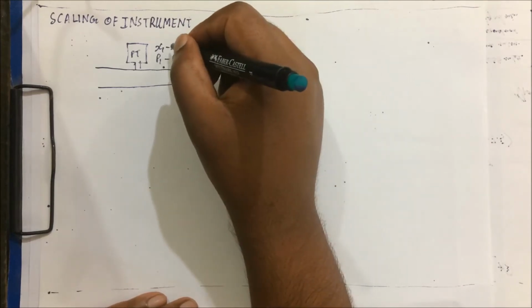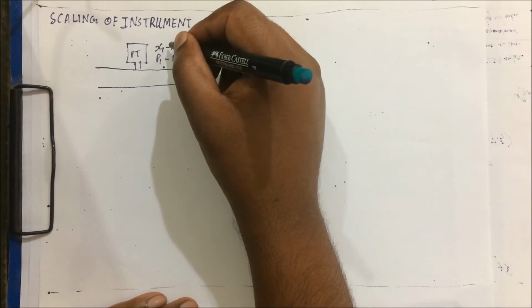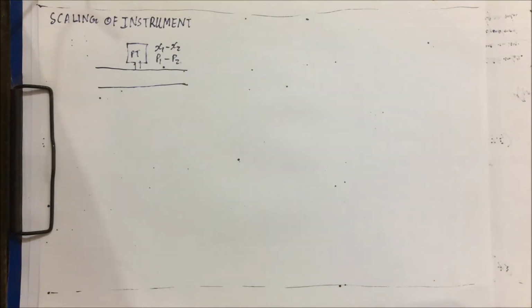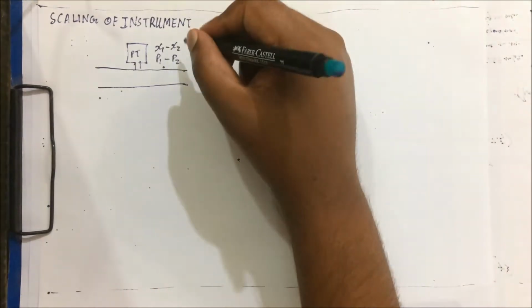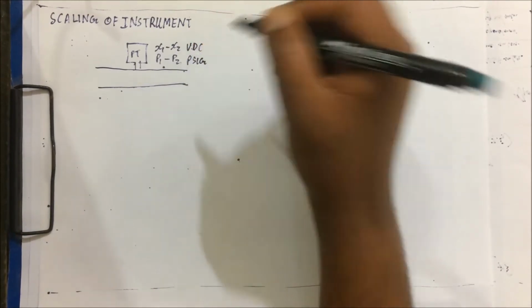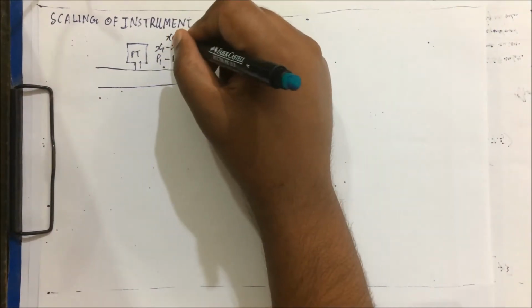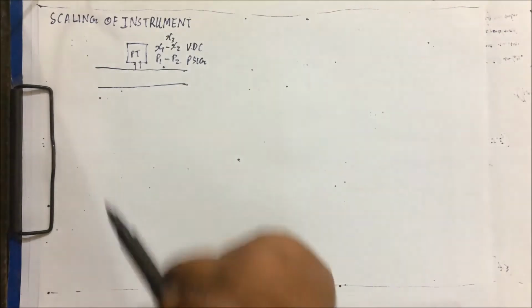Then if you have X3 as a signal, this is VDC voltage, this is PSIG pressure. If you have X3 as a signal where X3 is a value between X1 and X2, then what will be the pressure at X3?